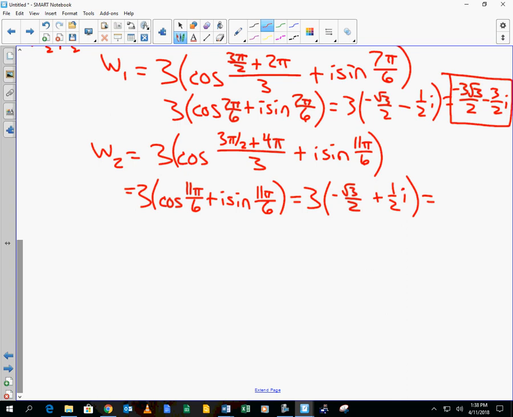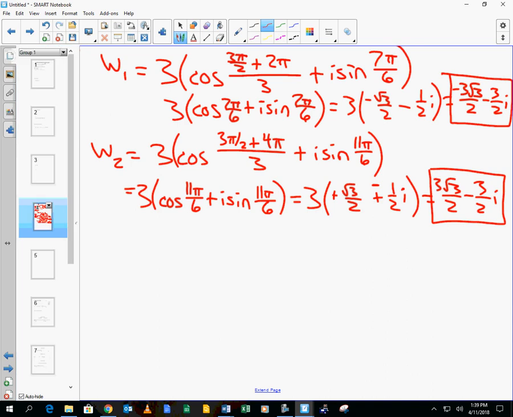And I get, whoop, it's a positive root of 3 over 2, right? Made that mistake. My bad. Sorry, folks. 3 roots of 3 over 2 minus 3 over 2i. But if we take that and multiply together 3 times, you get negative 27i. Last one.